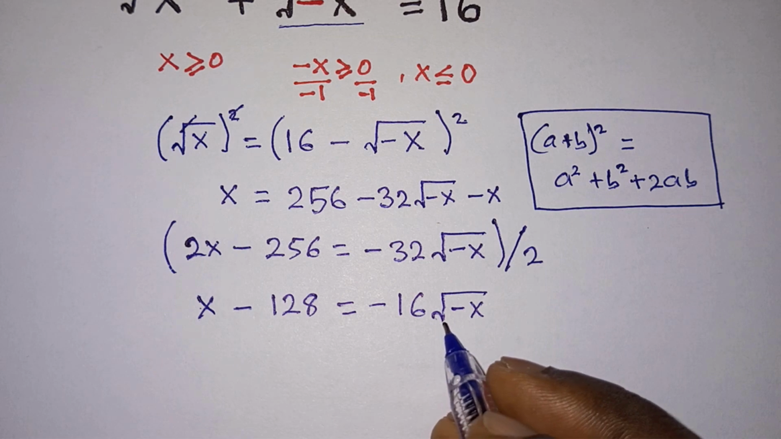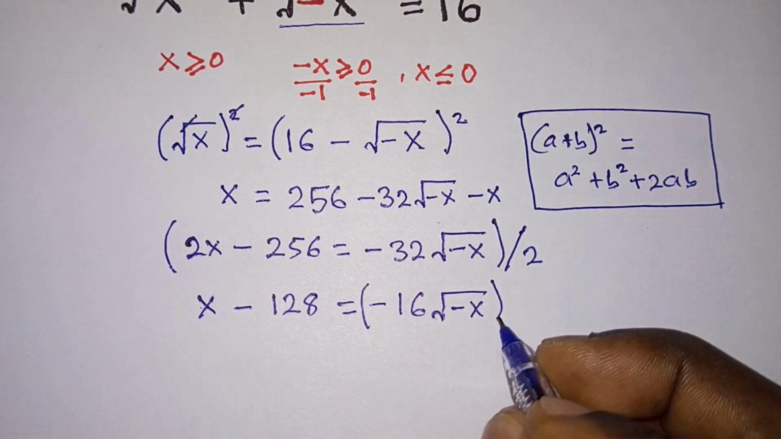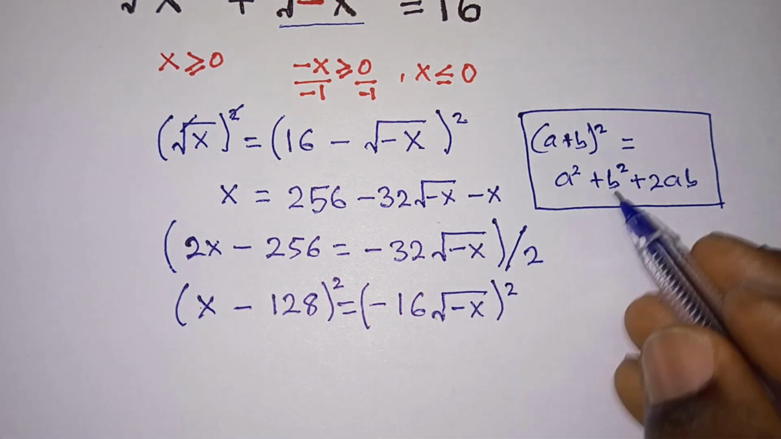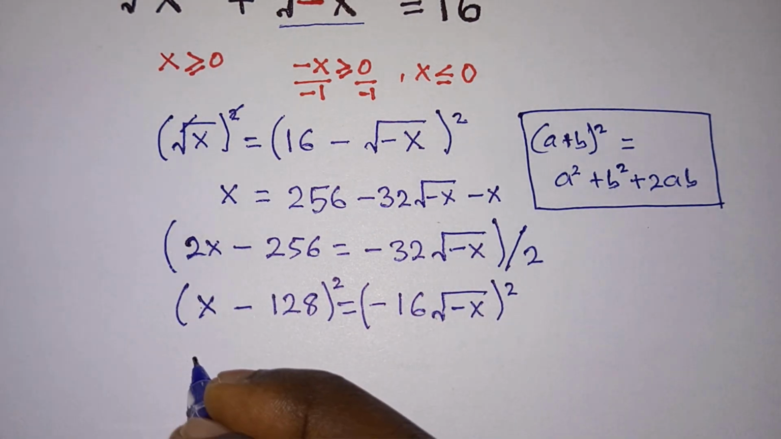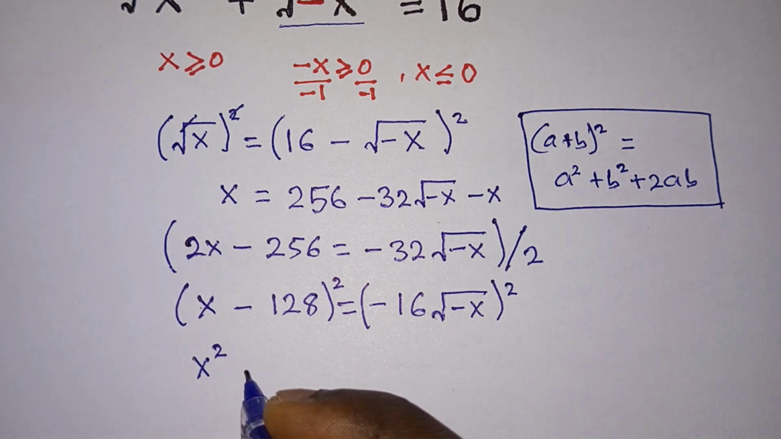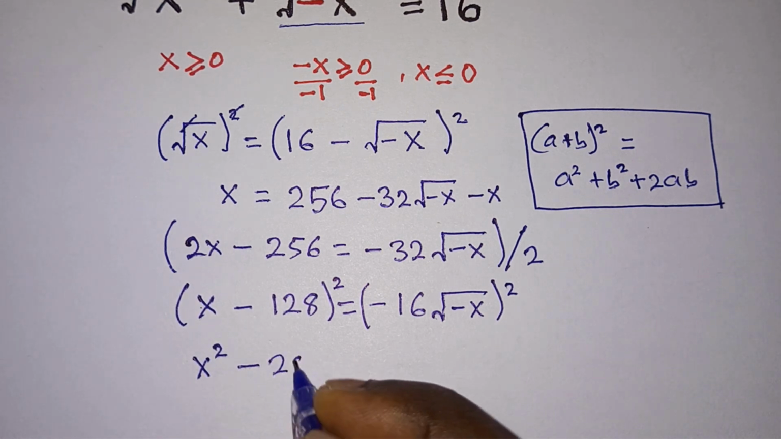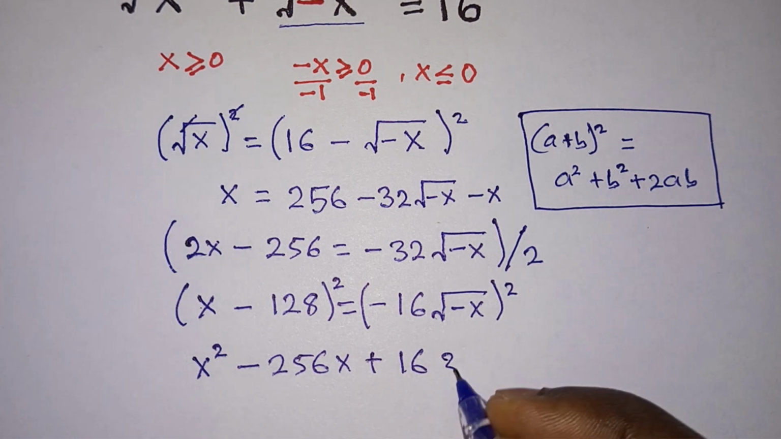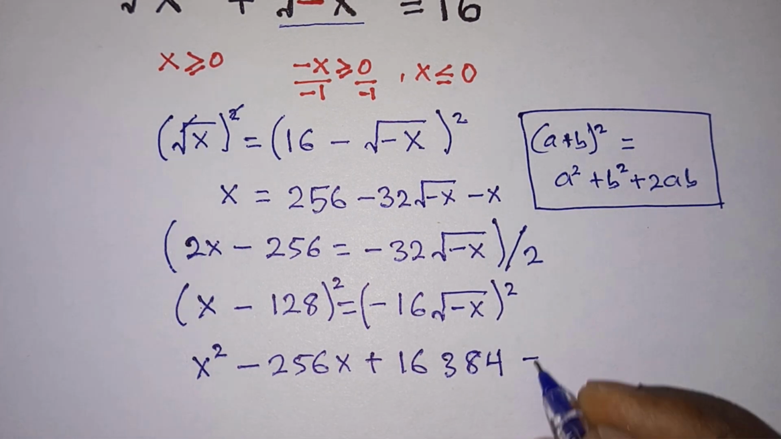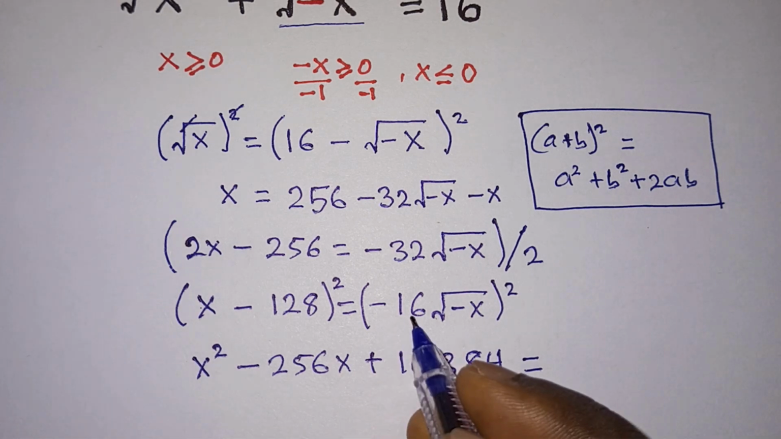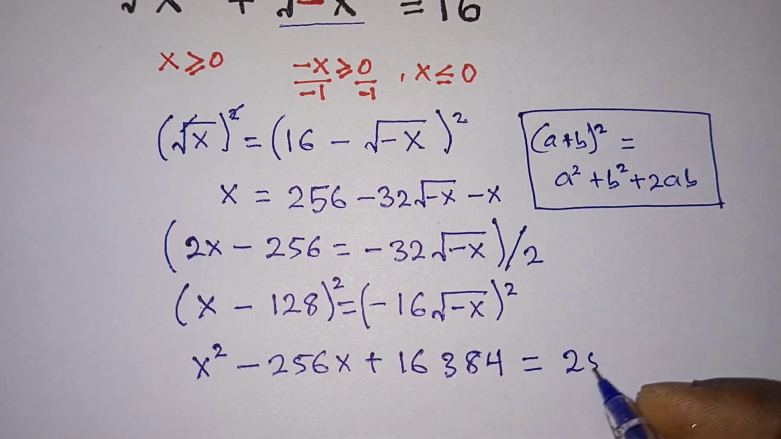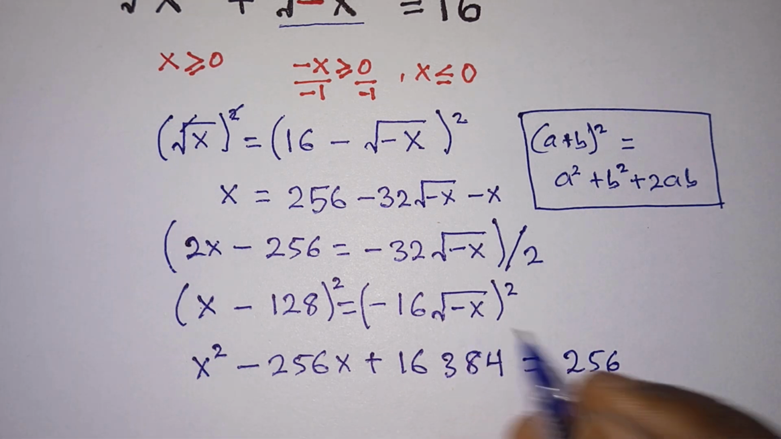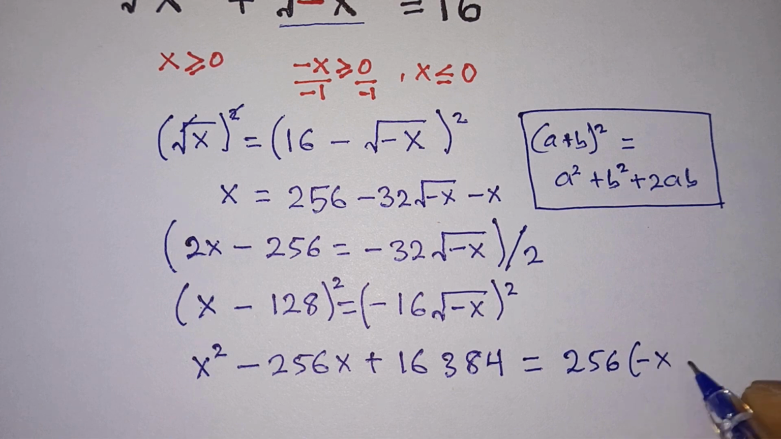Now to get rid of this square root, let's raise each side of the equation to the second power again. If we use this identity to expand this one, we're going to have x to the second power minus 256x plus 16384, and this is equal to negative 16 squared, which is going to be positive 256. Then square root of negative x squared, that is going to be negative x.